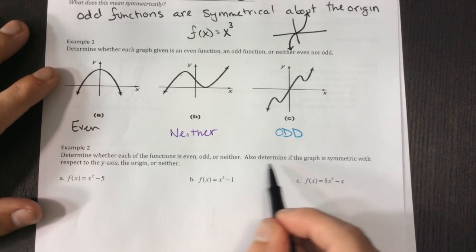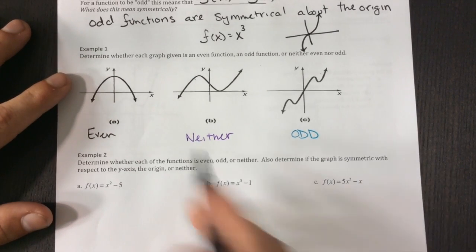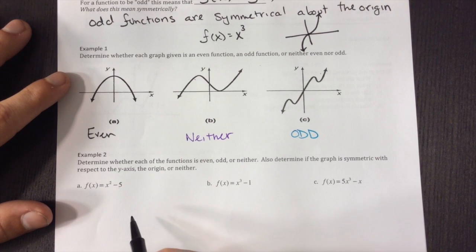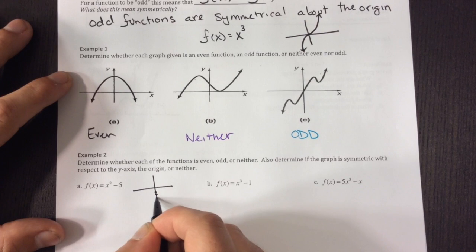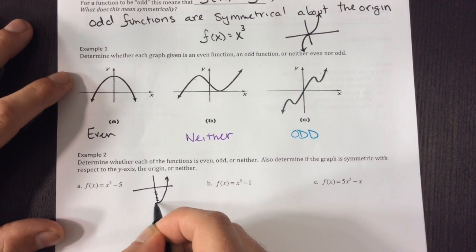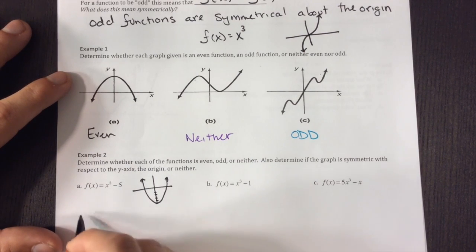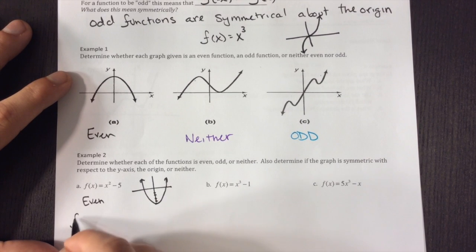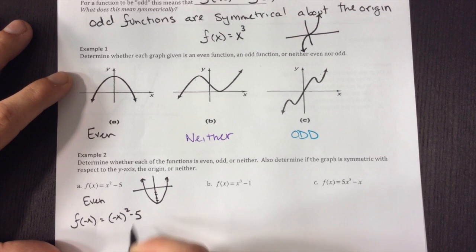And so this is the same thing. Also determine if the graph is symmetric with respect to the y-axis, the origin, or neither. So first off, f of x equals x squared minus 5. Now, we could know what this graph looks like. It's just shifted down 5, and we have our standard parabola. And if we know what this looks like, this is going to be even. How do we test? We can plug in a negative x value, and we can check if it's symmetrical about the y-axis.